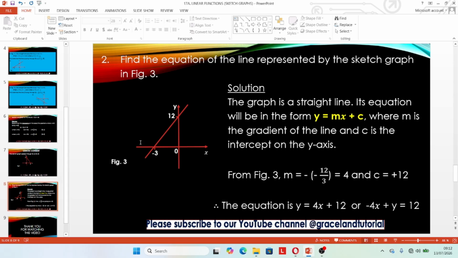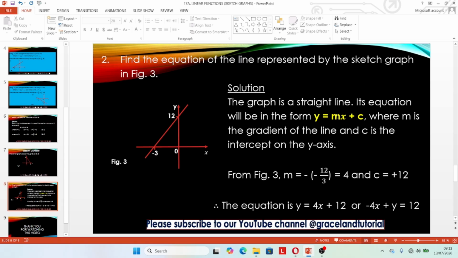Then the c, where the line cuts the y-axis, is the intercept on the y-axis. So c is going to be equal to plus 12. Now, what is the equation? The equation is going to be y is equal to 4x. It has to be in this form: y is equal to mx plus c.